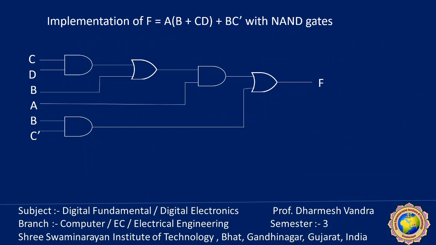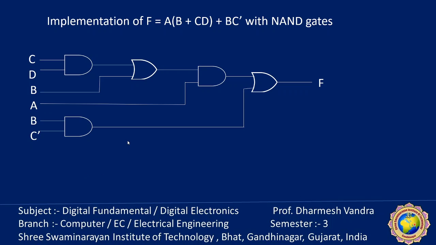Suppose the implementation circuit is F equals A in bracket B plus C D... We have to AND C and D here, and OR it with B, and then AND with A. Up to this point is the function A in bracket B plus C D, and this one is B C dash, and it is ORed, and finally we obtain F.